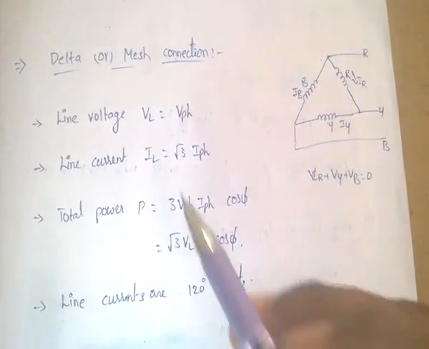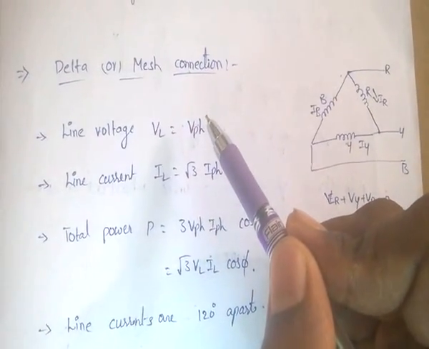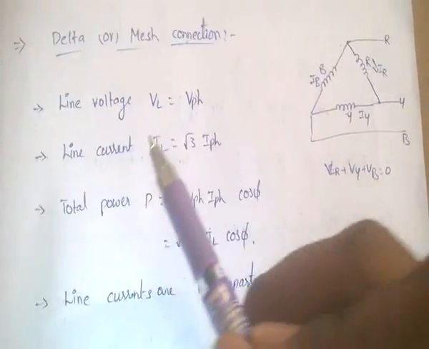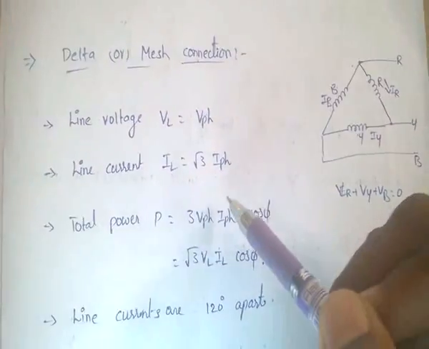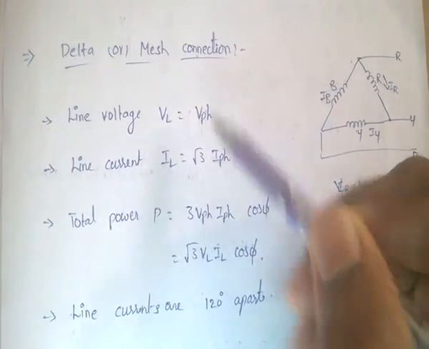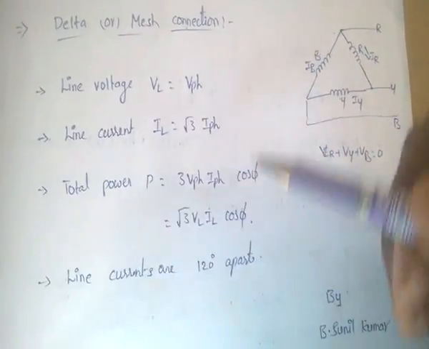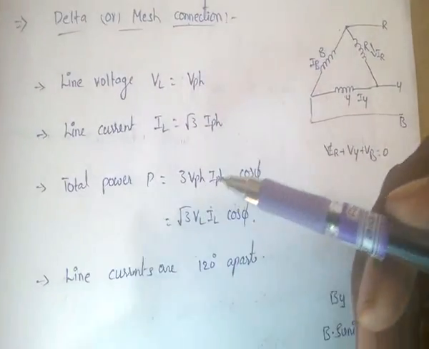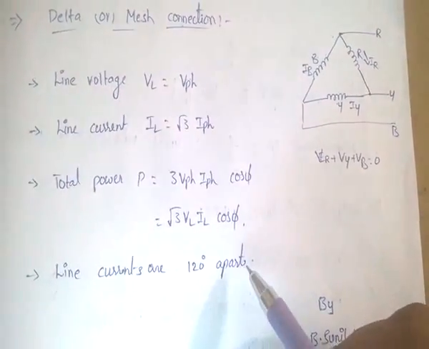In the case of delta connection, line voltage is equal to phase voltage, and line current equal to root 3 I phase. Here the currents are different for delta connection. The total power is the same, either star connection or delta connection. For delta connection, line currents are 120 degrees apart.